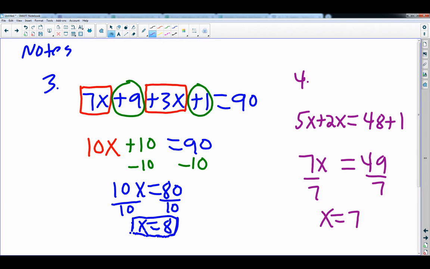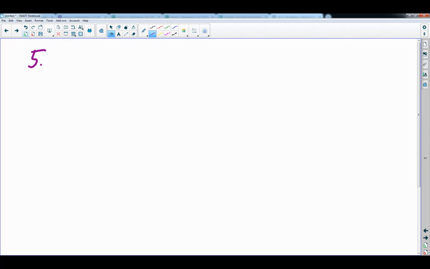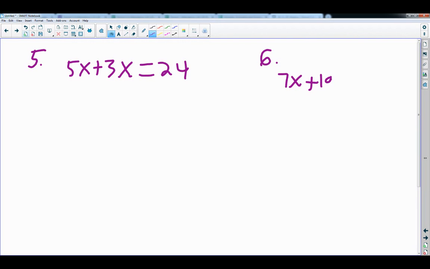Okay, so those are your 2 rounds of notes. Pause it, make sure you got that down. And here come 5, 6, 7, and 8, which will be on your own. So number 5, 5x plus 3x equals 24. If you're looking for help, number 5 is like number 1, number 6 is like number 2, number 7 is like number 3, and number 8 is like number 4. Number 6, 7x plus 19 plus 2 equals 70.